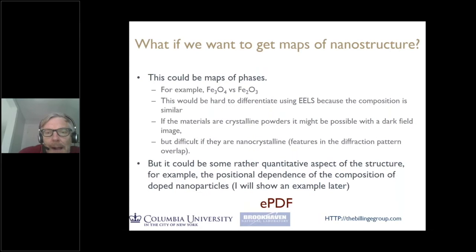So what I'm going to tell you about now is actually electron PDF. Maybe you do, or maybe you don't know what PDF is, but I'll explain it to you. PDF is the technique that we use for getting structural information from nanomaterials.